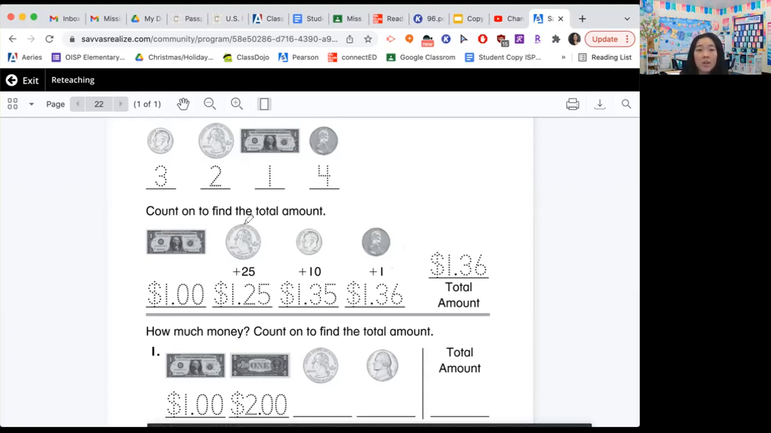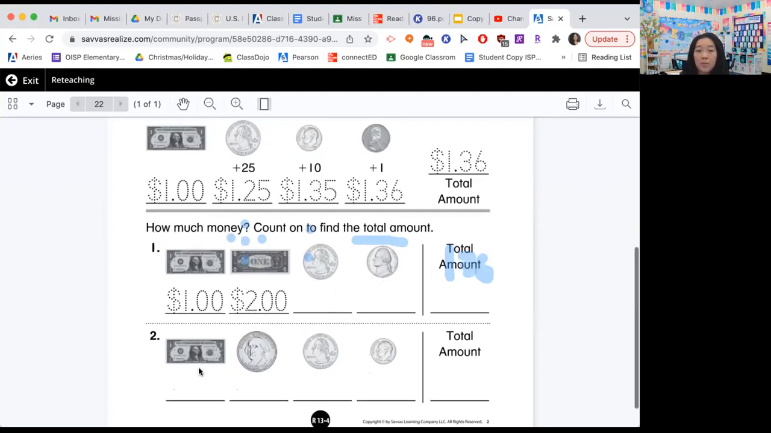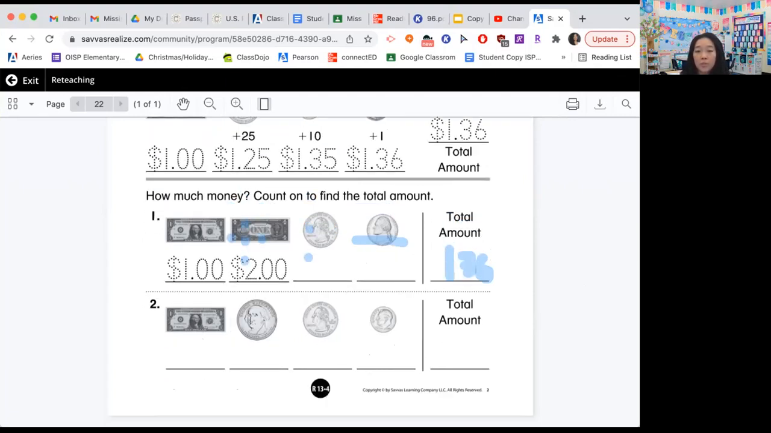You guys can also do touch math. So we say $1, 5, 10, 15, 20, 25, 30, 35, 36. And that's how we got to $1.36. So whichever way you find easier is how you're going to count your money. Let's move on to questions 1 and 2.